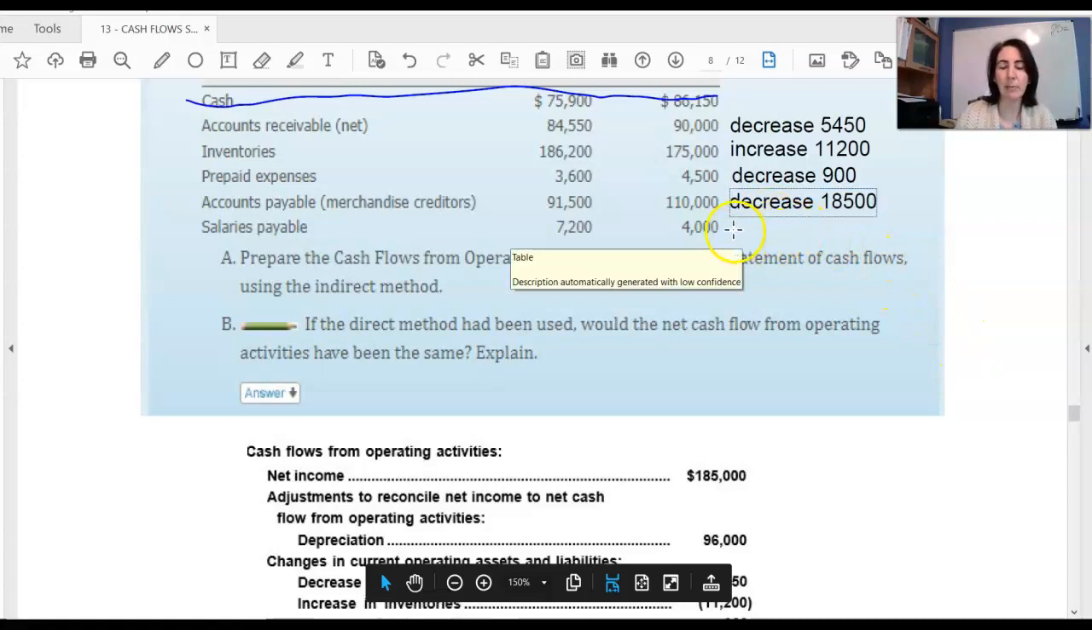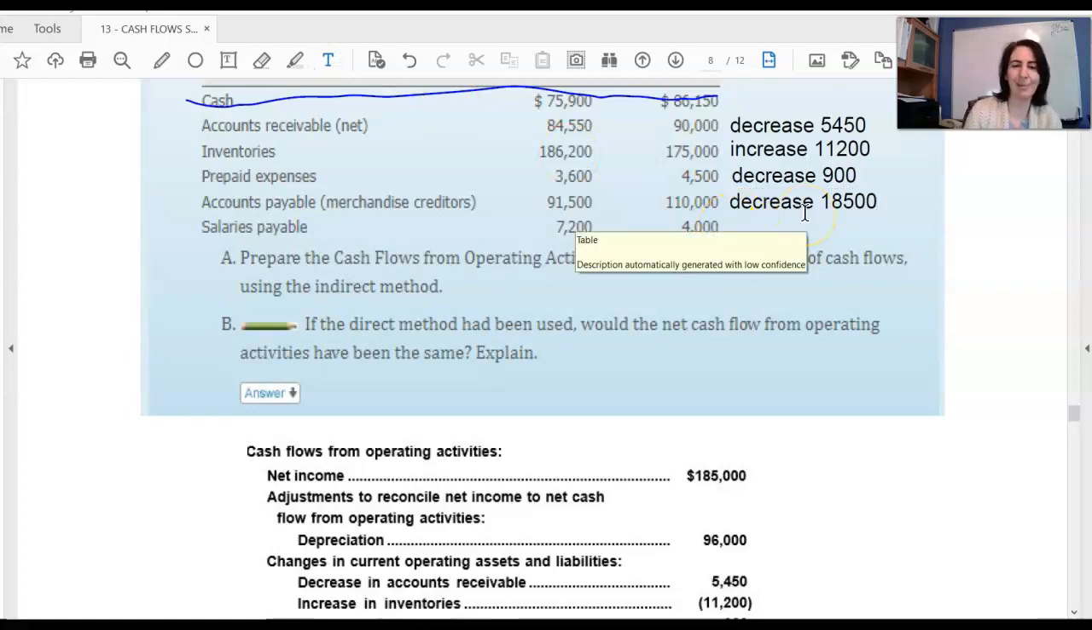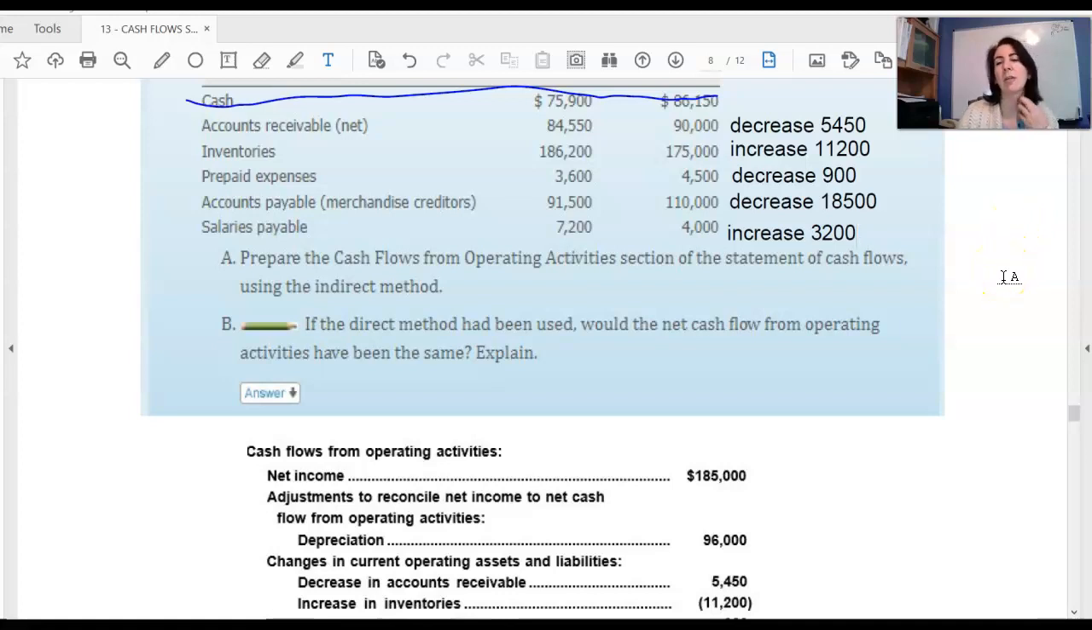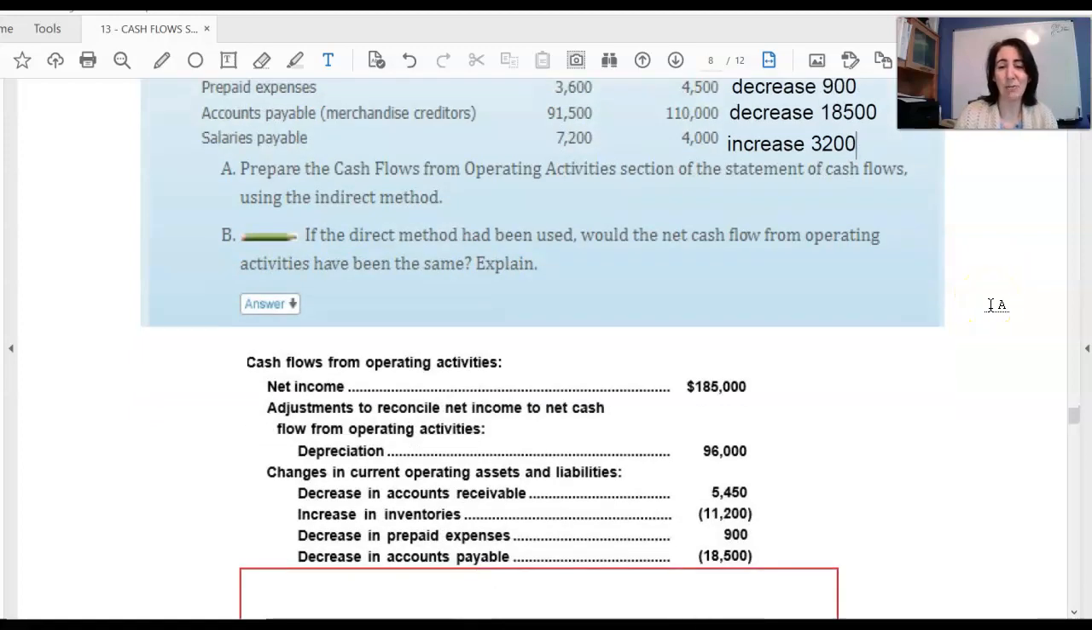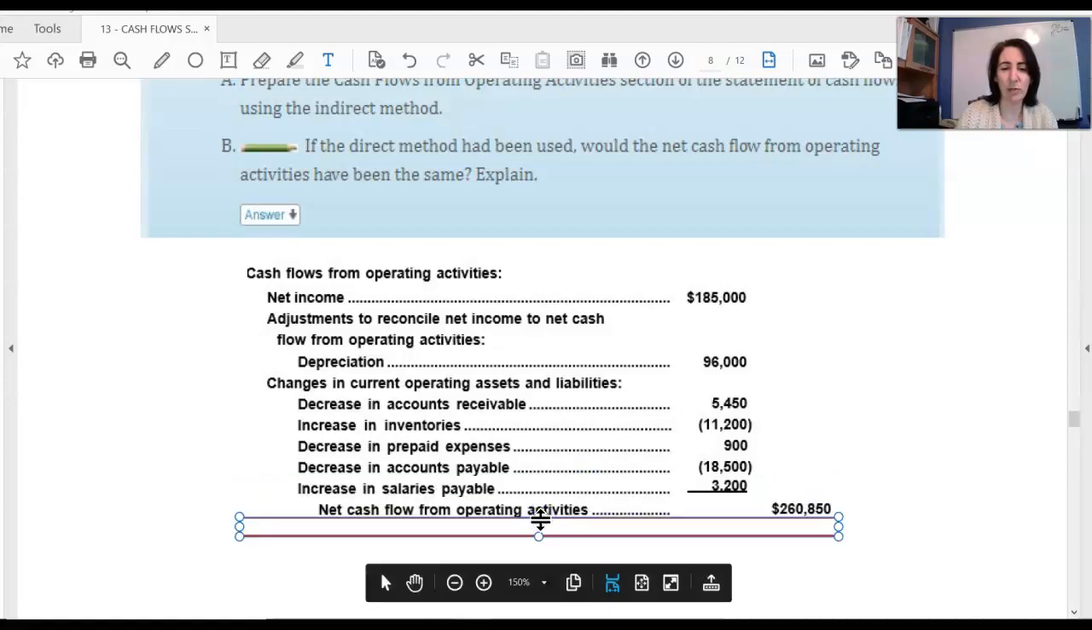Last one, salaries payable. Your salaries payable went from 4,000 to 7,200. It means you're not paying your people, but it's an increase of $3,200. You're not paying your people, but you kind of are holding onto your cash. So if you have an increase of $3,200, then you are going to have an increase to your cash here.